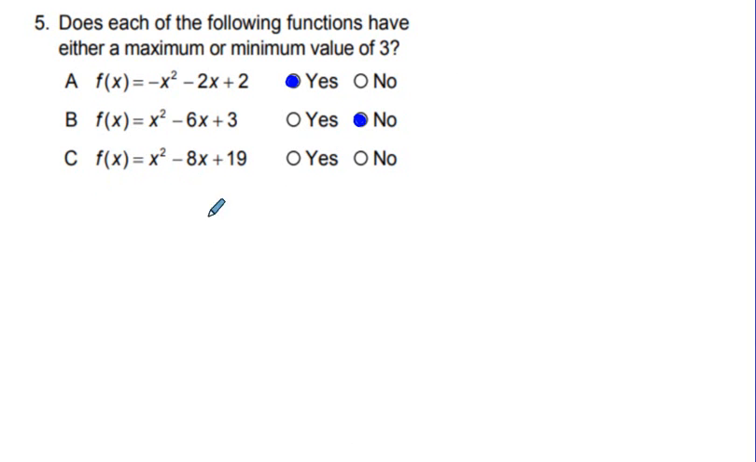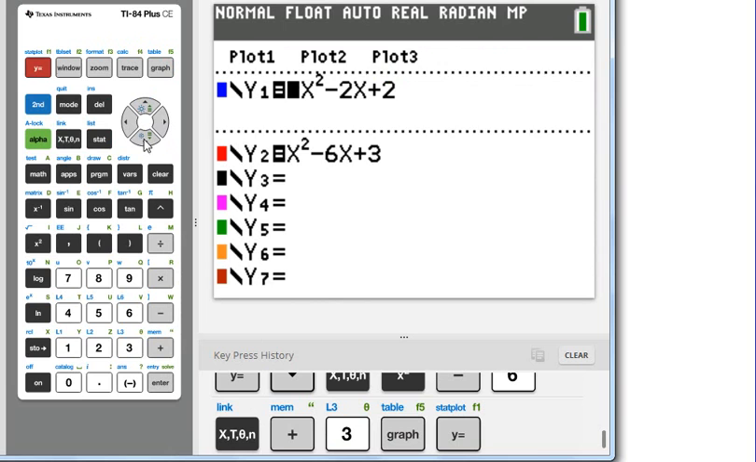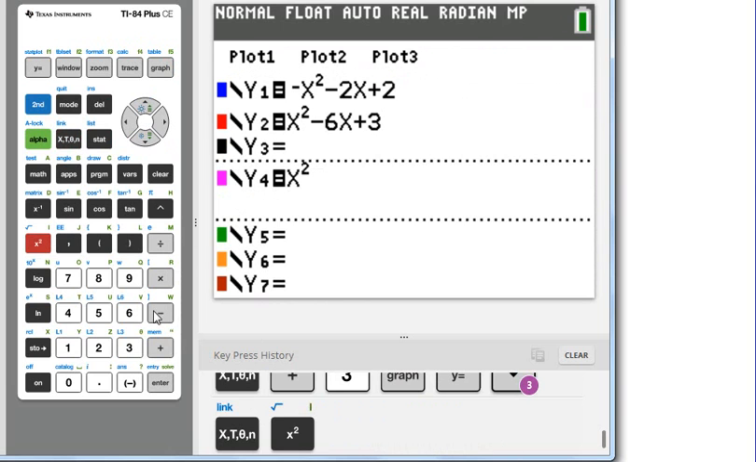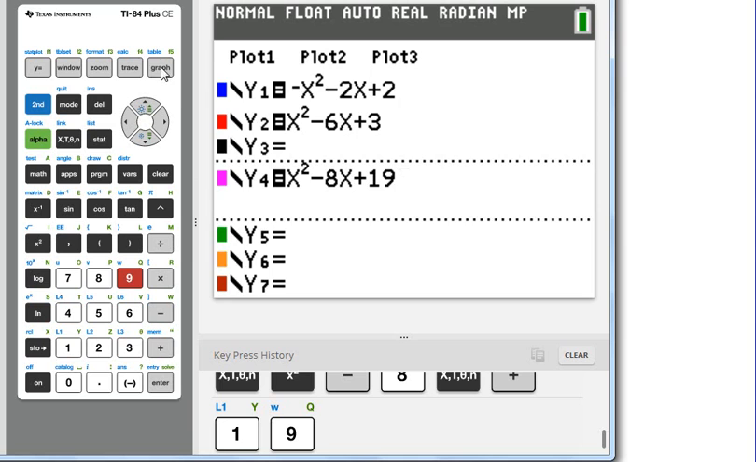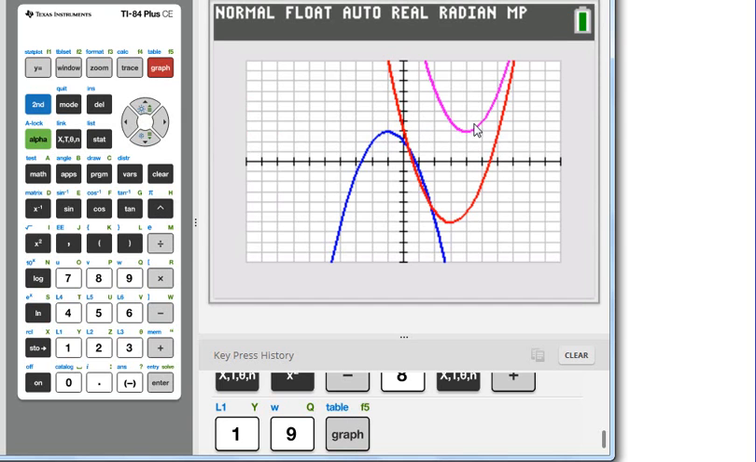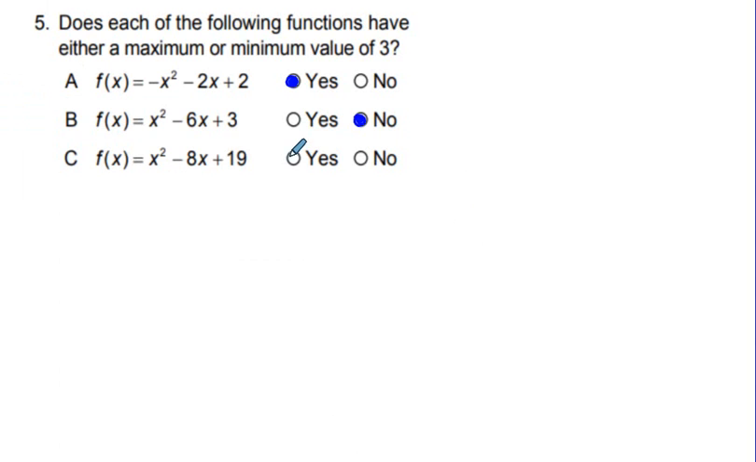And finally, for part C, we have x squared minus 8x plus 19. Graph. Now in this one, the lavender one, we have a minimum value of negative 3. So that would be a yes.